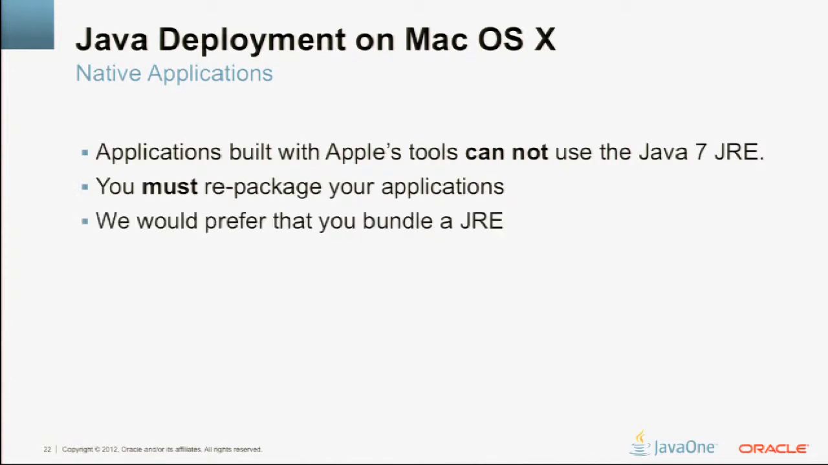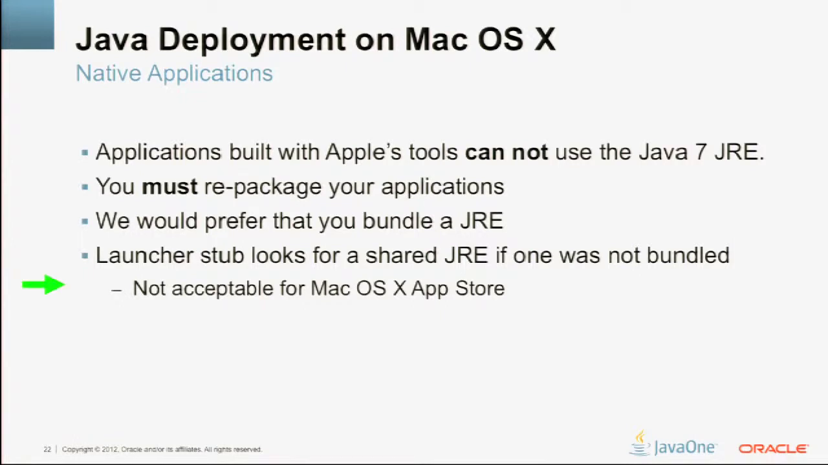You must repackage your app. We would prefer that you bundle the JRE. For a long time, I think we were saying that you have to do this. We're not going to support anything else. There was significant pushback, and I think rightly so, that basically says that's not really realistic. If I have a small app, I incur a pretty huge overhead hit just to deploy an application. So the launcher stub will look in the system JRE location, and will use that if you didn't bundle a JRE for yourself.